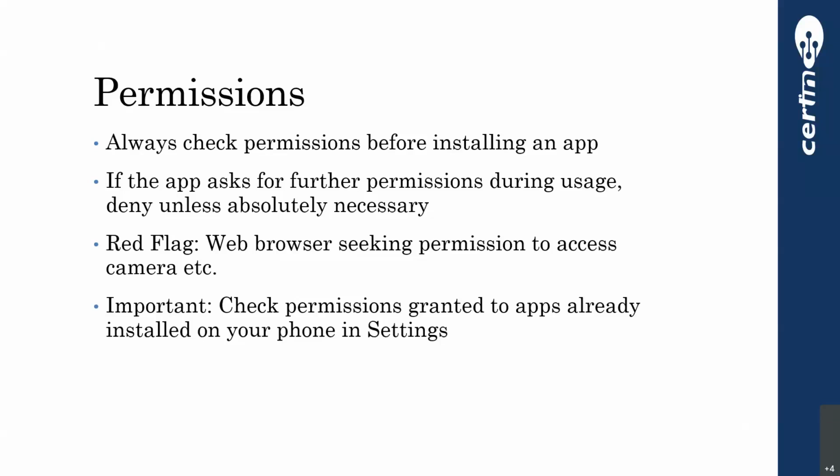Then the last point on this slide is that you should check permissions that have already been granted. So just go inside your settings page and then just go through all the applications which are installed, and all the permissions that all those applications are taking. So if you find any application which is accessing more permissions than it should ideally require according to its functionality, then you can simply go and disable those permissions. Or otherwise, if you don't need that application itself, you can simply uninstall those applications.